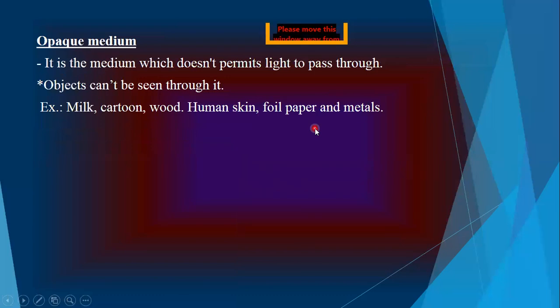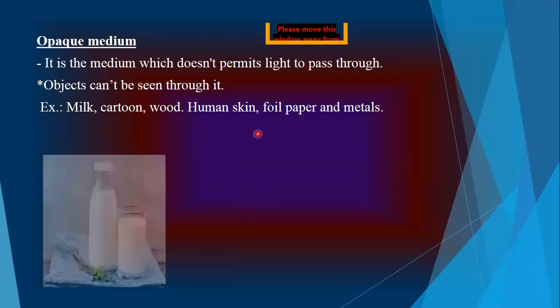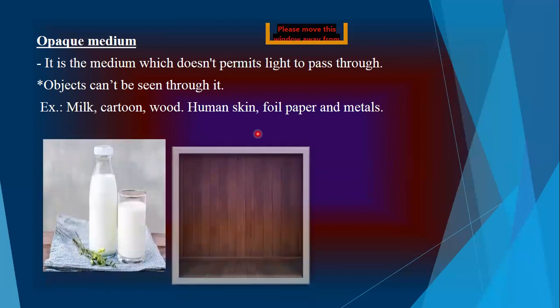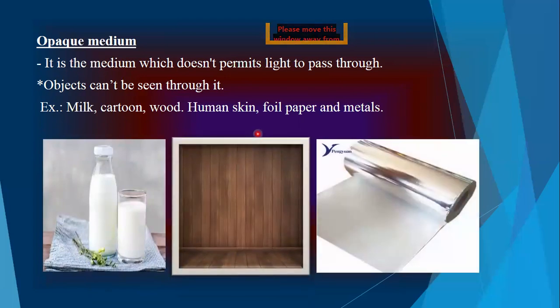الاوبك بقى. الاوبك او الاوباك medium which doesn't permit light to pass through, and the object cannot be seen through it. Like milk, cartoon, wood, human skin, foil, paper. كل الحاجات دي we can't see any object behind it. خلاص يبقى دي opaque medium.